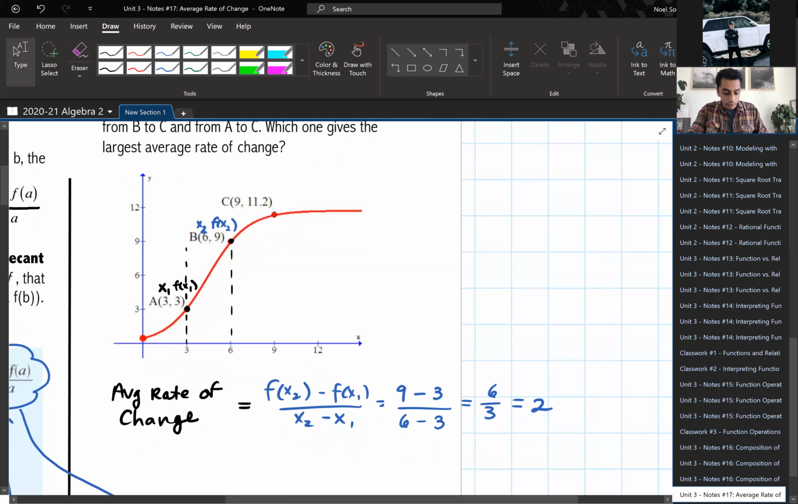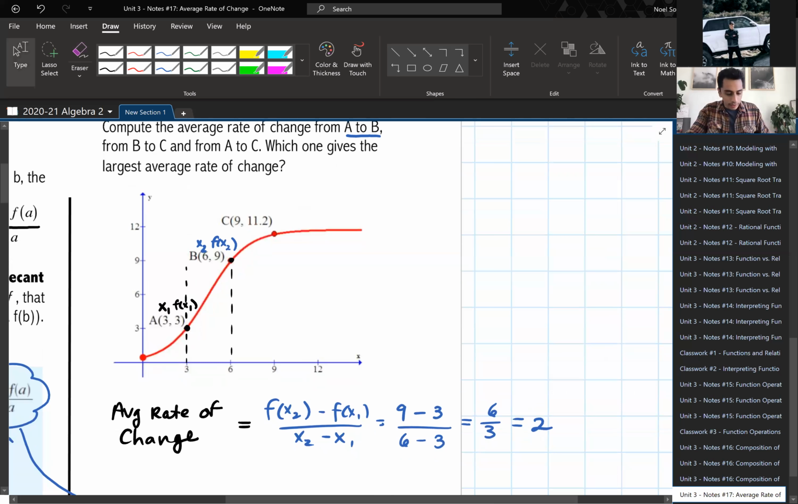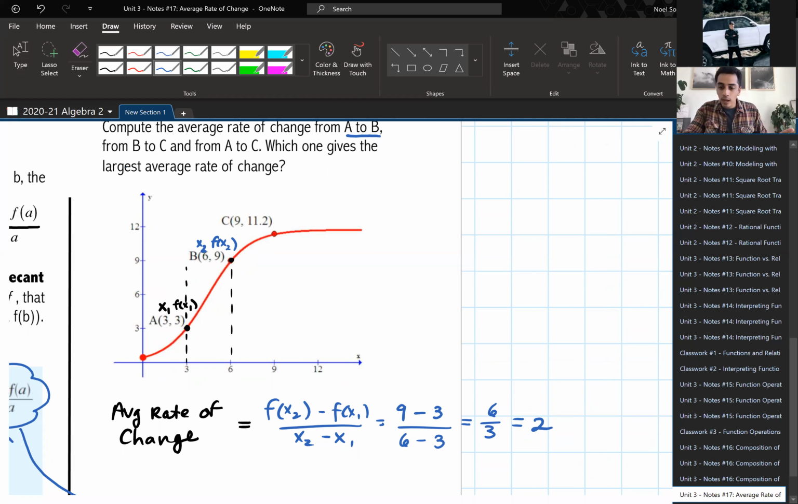Okay, let's do the next pair, right? Now they want us to find from B to C, right? So it's a shorter span, right? Average rate of change for 3 points? No, it's only between 2 points. So take a look, right?